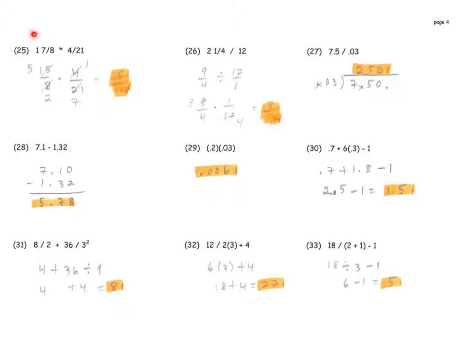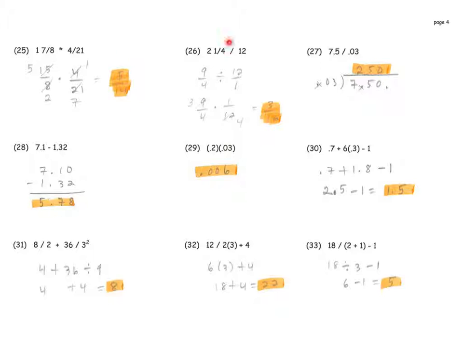In order to multiply with mixed numbers, you have to change 1 and 7/8 to 8 times 1 is 8 plus 7 is 15/8, and 4 over 21 is 4 over 21. Then I canceled the 15 with the 21 by dividing by 3, and the 4 and the 8 by dividing by 4, and that gave me 5 times 1 on top and 2 times 7 on the bottom, and my final answer was 5 over 14.